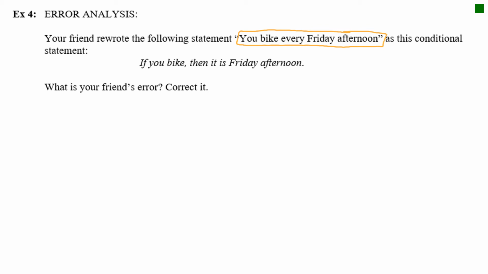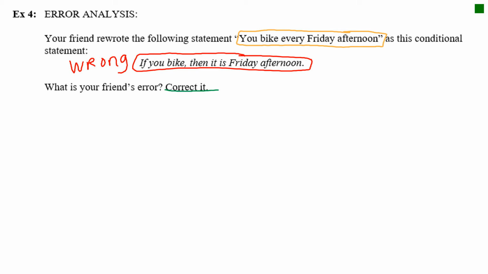Now, our friend rewrote it like this, which we're told is incorrect. So this is wrong. This one says, if you bike, then it has to be Friday afternoon. We don't know that for sure. It could potentially be a different day. So first thing we're going to do is correct it, and then from there, we'll figure out where our friend went wrong.